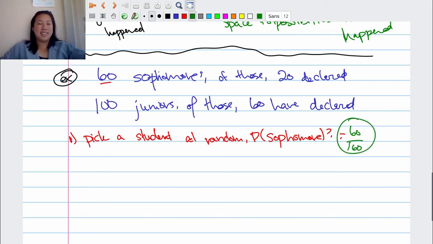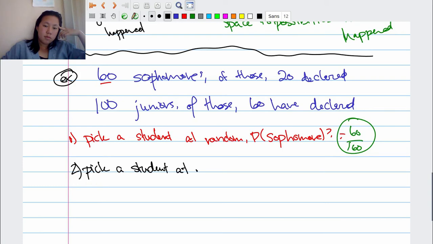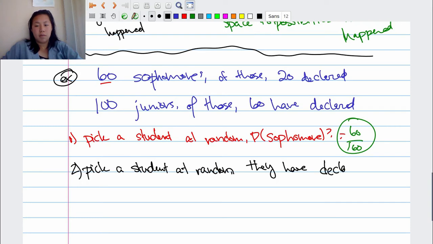Because there's 160 total students, we didn't really use any of this information. We just picked a student at random. But what if we said, again, pick a student at random, but they tell us they have declared. So this is the conditional probability, where the condition is that they have declared.